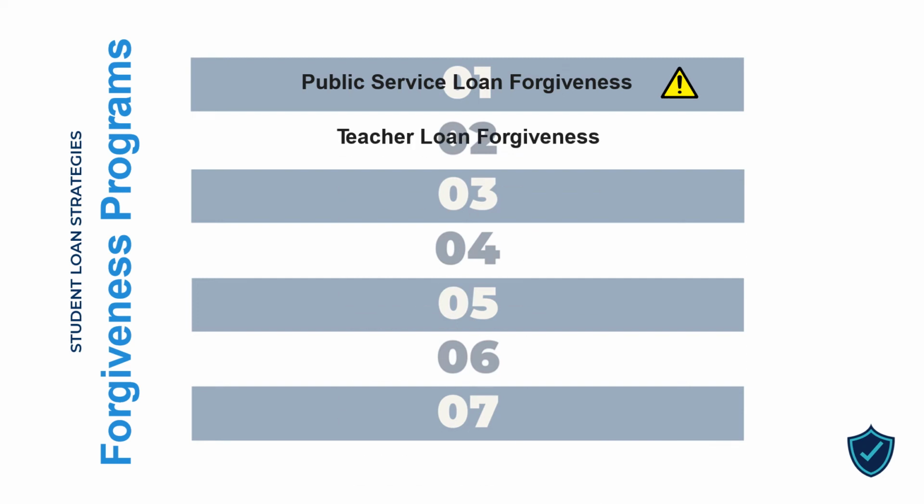Next, the teacher loan forgiveness is available to teachers with 5 complete consecutive years of full-time teaching in a low-income school or agency. If you have a qualifying loan type, you may qualify for forgiveness of up to $17,500. The closed school discharge is available if your school closes while you are enrolled or soon after you withdraw.